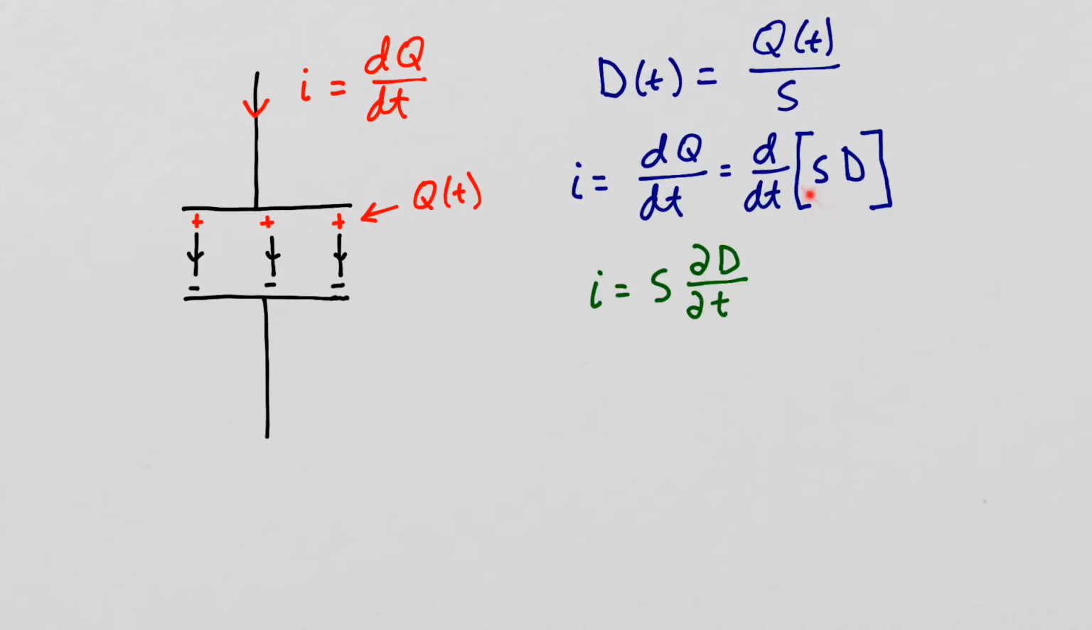Since the plate area is a constant, I can move it to the left of the differentiation, so the current flowing is equal to the plate area times the change in the electric flux density field with respect to time. An area times a current density gives us a current. So Maxwell called this partial D with respect to time the displacement current density.